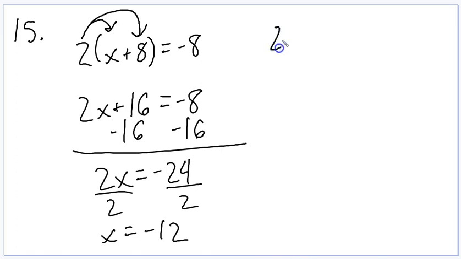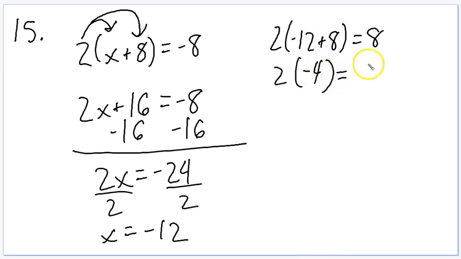So let's plug this in. 2 times negative 12 plus 8 equals negative 8. So in parentheses, we can just work it out. That would be negative 4. Then 2 times negative 4 will be negative 8. Negative 8. That's the check mark.